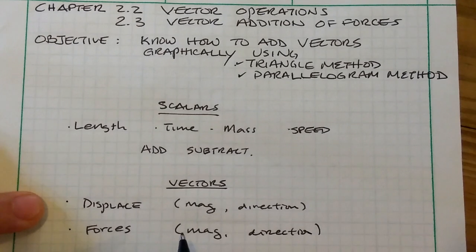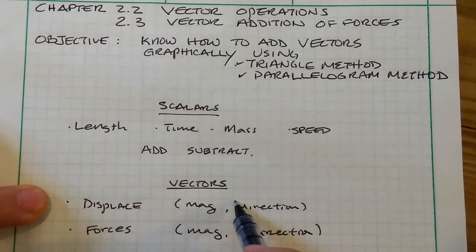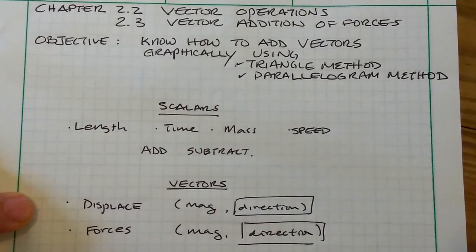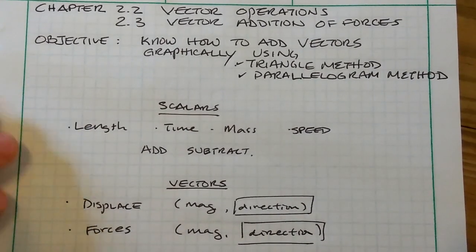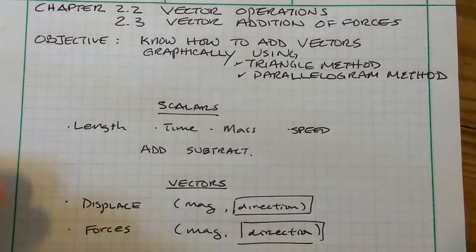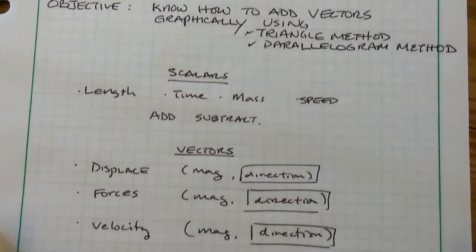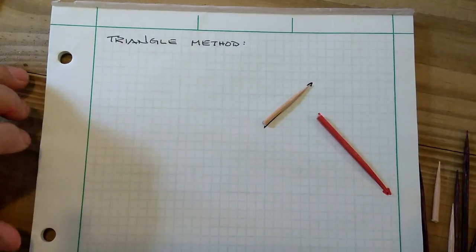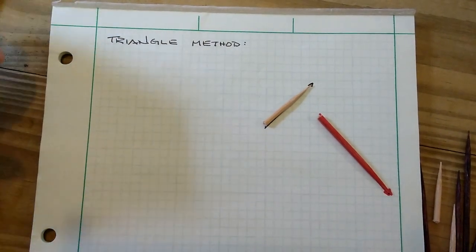So because of this factor, that these quantities have directions, we can't treat them the same way as we do scalars. We have to treat them a different way. And that's what we're going to do next. So let's cover the triangle method first.